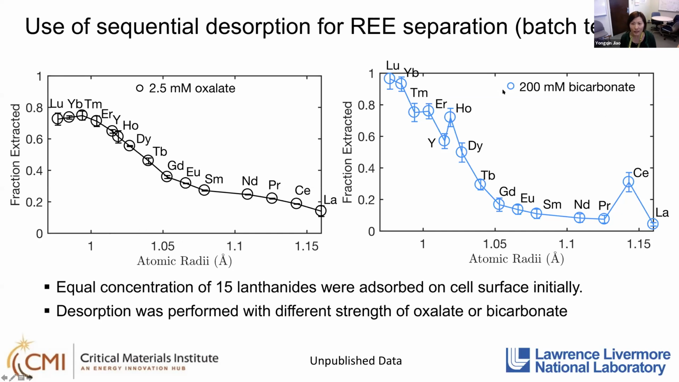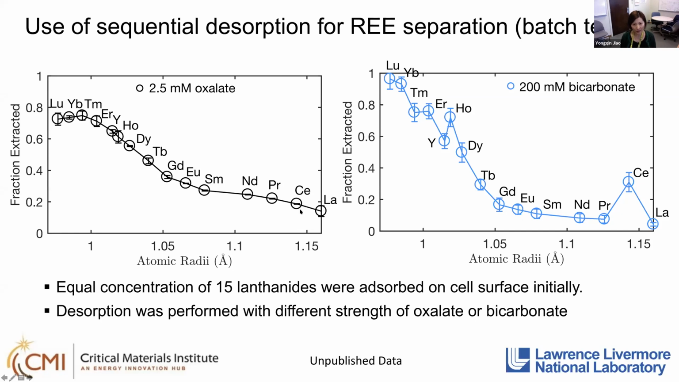By the way, those concentrations are the best ones that give us better separation, as shown in the plots here. The y-axis in those plots is the fraction extracted for individual rare earths, and the x-axis is the atomic radii of the different lanthanide series rare earths. You can see that with the oxalate, we show a more or less linear relationship from the heavy to the light rare earths.